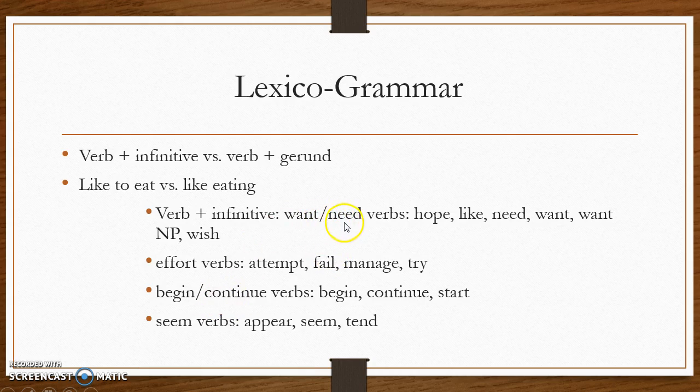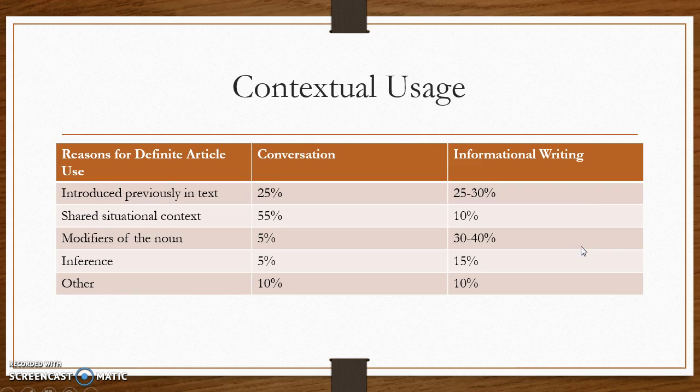We have want, need verbs, so hope to eat, like to eat, need to eat. Effort verbs: attempt, fail, manage, try. Begin or continue verbs, so begin, continue, start. And what's called seem verbs, such as appear, seem, tend. So again, based on a corpus analysis, it has been determined that these categories of verbs co-occur more regularly with the infinitive than with the gerund.